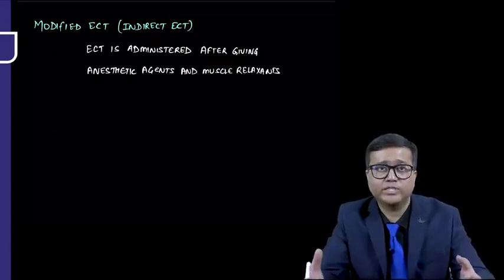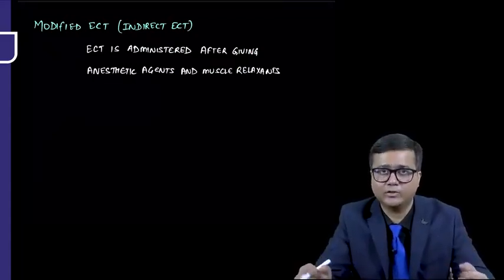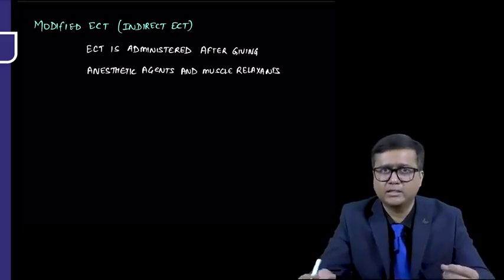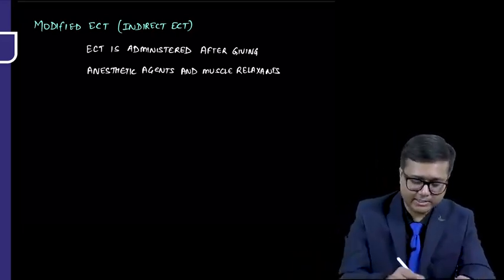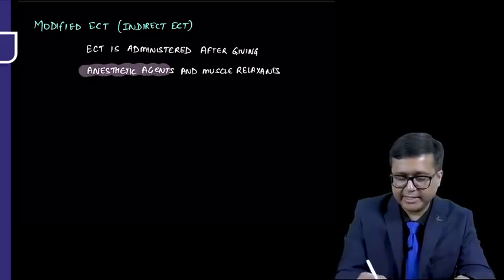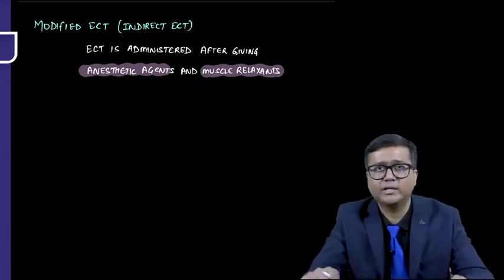And what type of ECT? So it is modified ECT or indirect ECT. Nowadays we don't use direct ECT. So what is modified ECT? When the ECT is administered after giving anesthetic agent and muscle relaxant, as shown in the image.